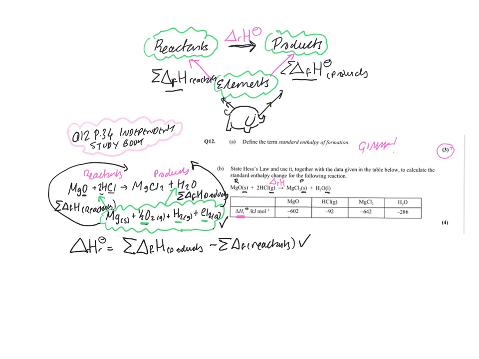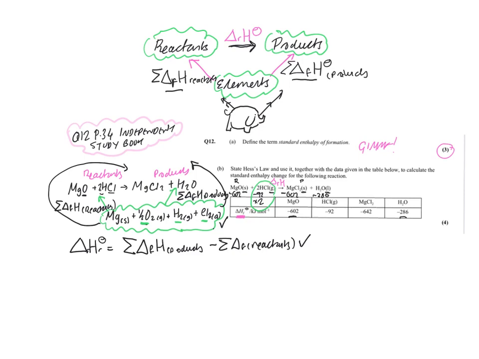Well, the products is magnesium oxide, so I'm going to write minus 602 there. And we've also got water, which is minus 286. And magnesium oxide is minus 602. And hydrogen chloride is minus 92. But we are reacting 2 moles of HCl, so we need to times that by 2. And we're forming 1 mole of water, so that's fine. So don't forget that this value here, the enthalpy of formation of hydrogen chloride, has to be times by 2.